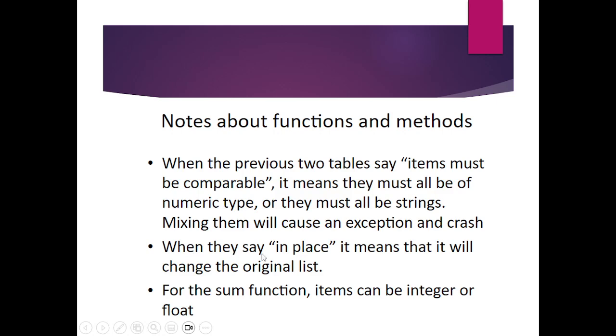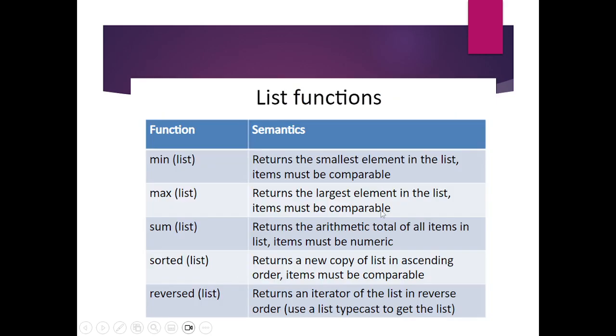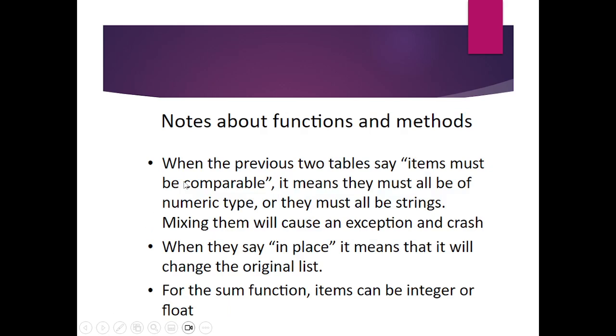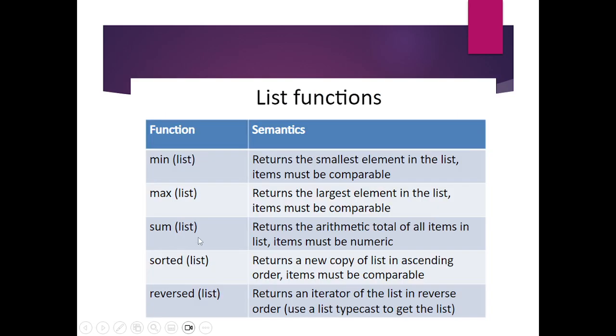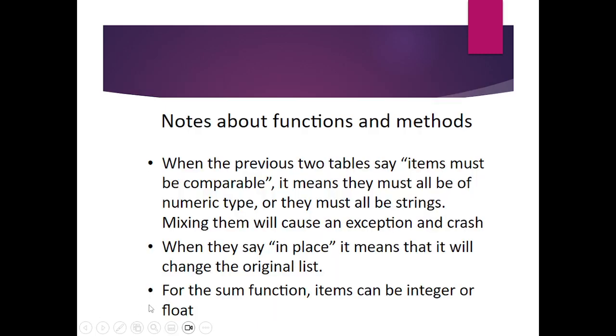When they say in place, it means that it will change the original list. So in place, you can see, okay, we have the in place, we don't have it. I think we have it in our list methods. Then for the sum function, items can be integer or float. Once we call the sum function, items can be integer, or whole number, and float for numbers with decimal. Okay.